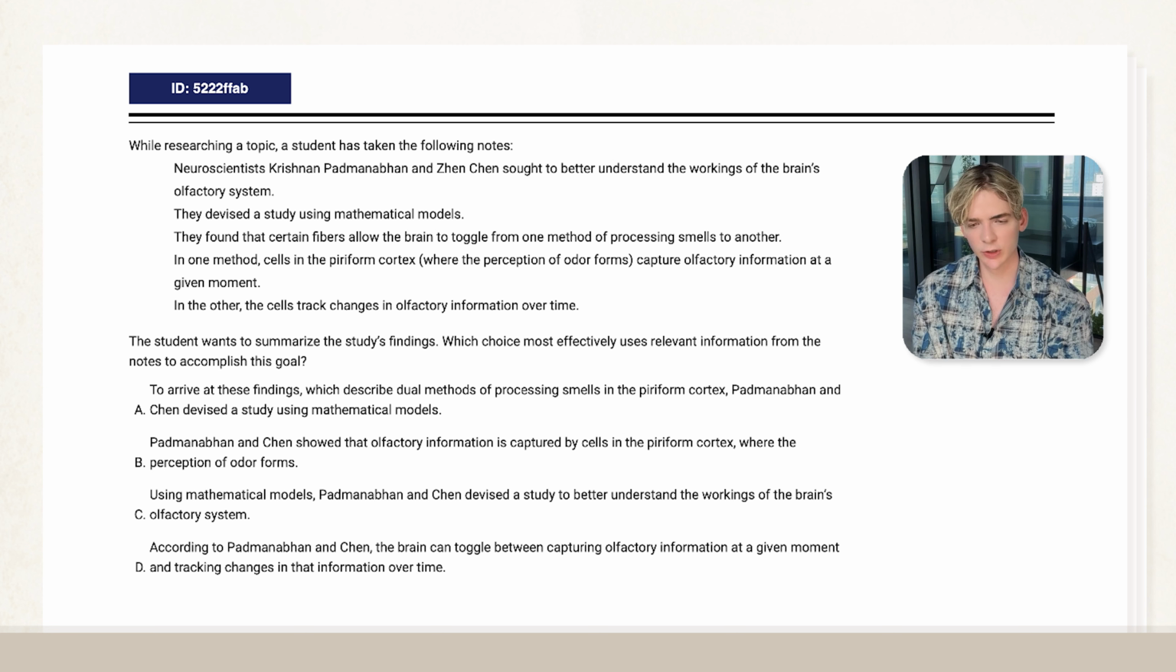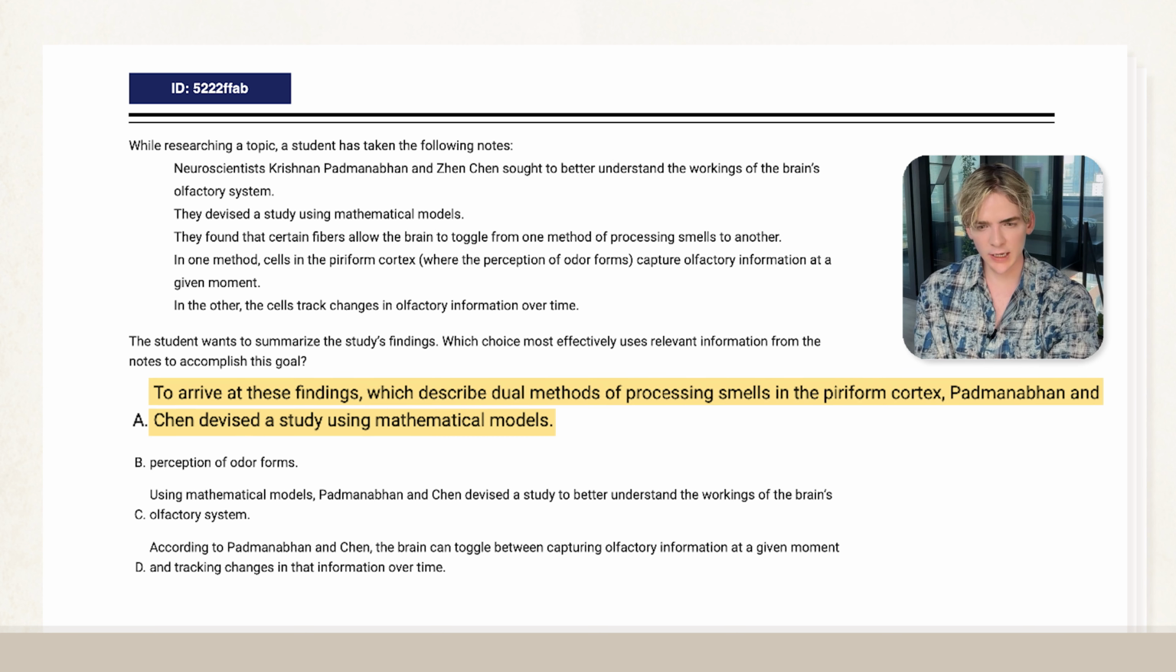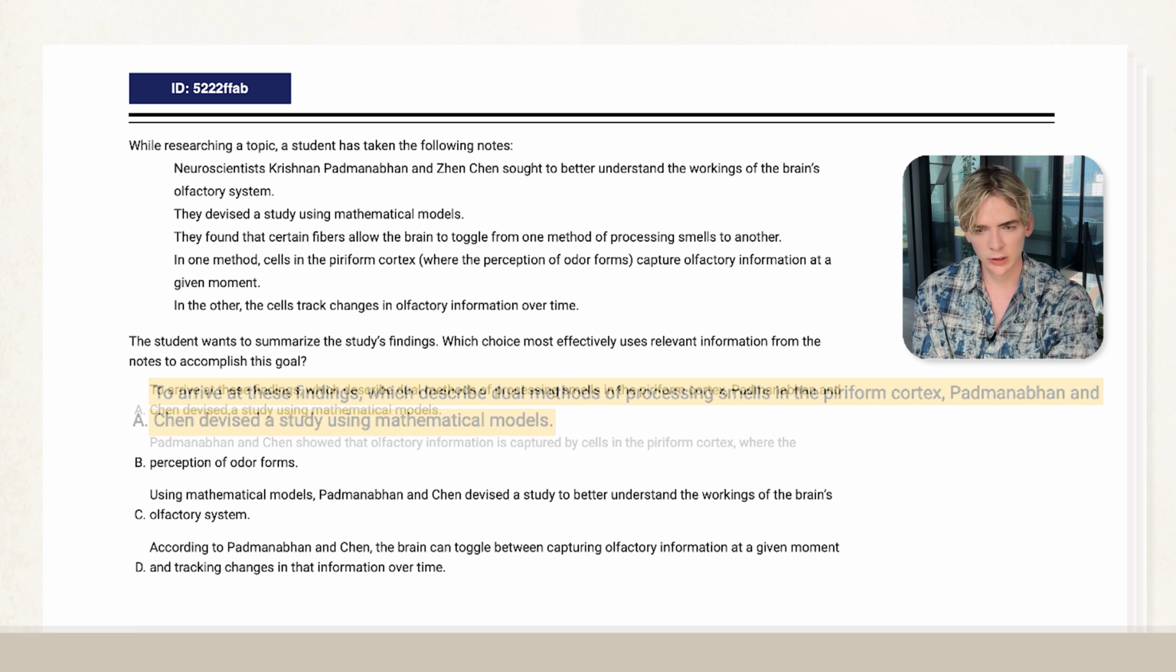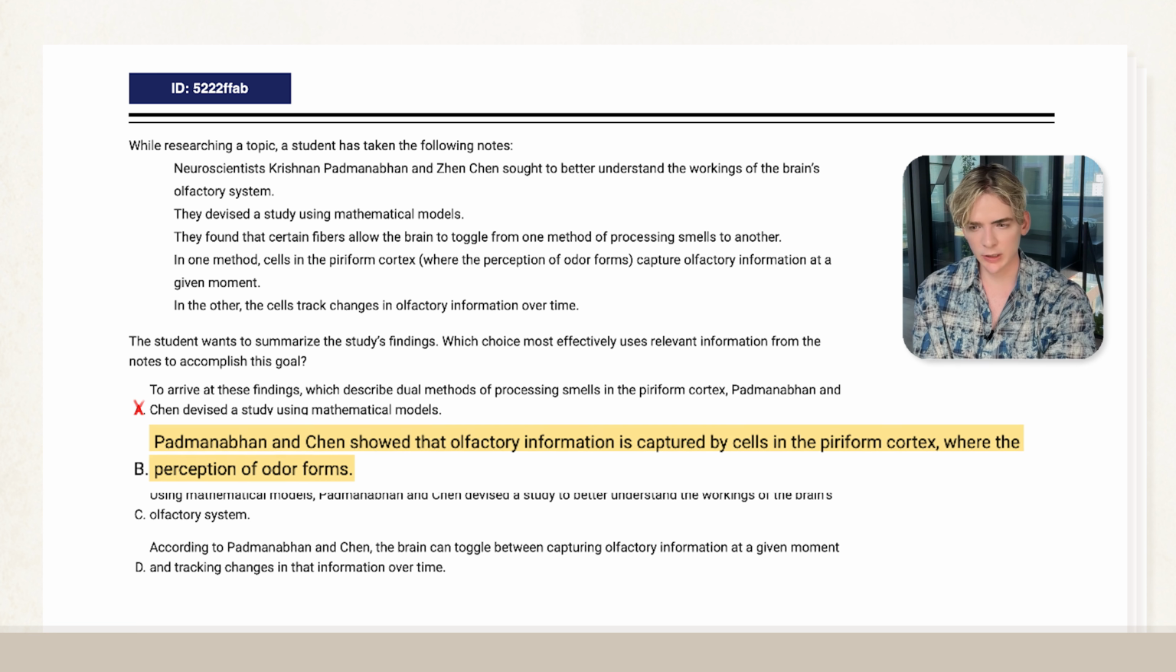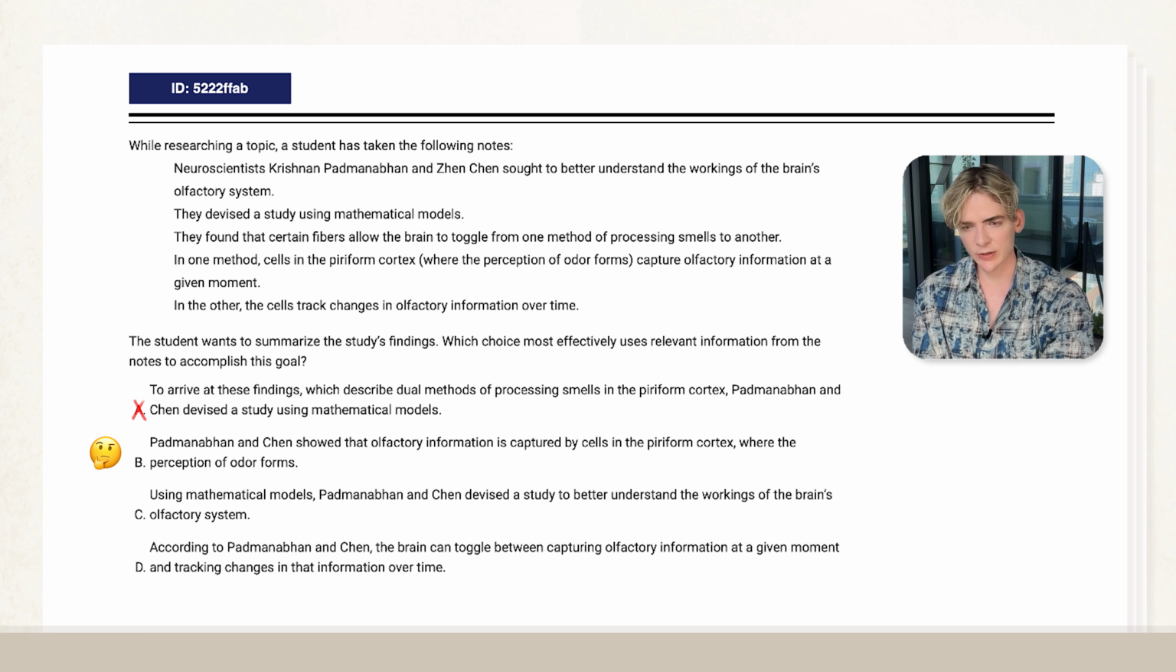So let's look at the answer choices here. If we look at A first, it says, to arrive at these findings which describe dual methods of processing smells in the piriform cortex, he and Chen devised a study using mathematical models. Okay, so we know that we're talking about a process rather than findings, so we can cross out A here. Let's look at B now. He and Chen showed that olfactory information is captured by cells in the piriform cortex, where the perception of odor forms. Okay, this sounds like a finding, so let's not eliminate it yet.